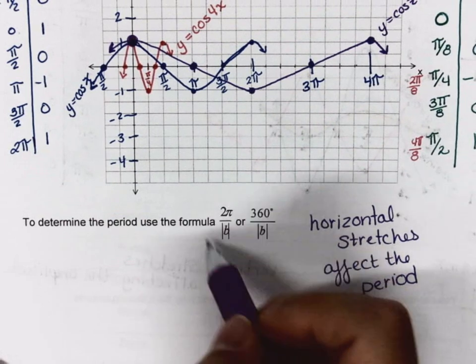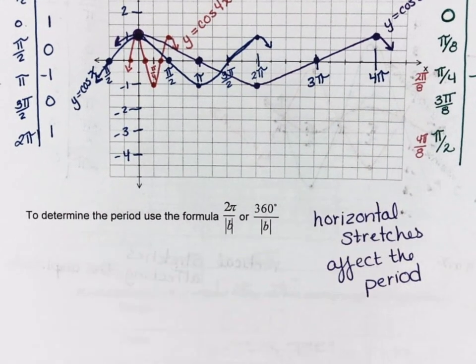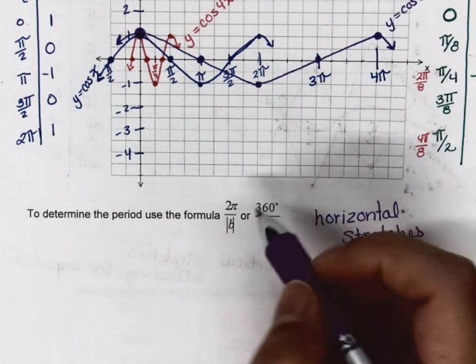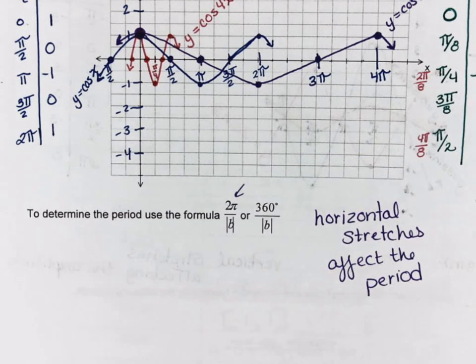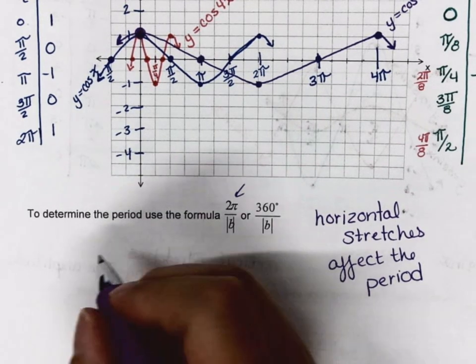So you can use this formula to do it. The b value is an absolute, so we're doing our whole thing in radians, so we're going to use this one here. Wait till I ask you to graph these using degrees. You're going to hate it.